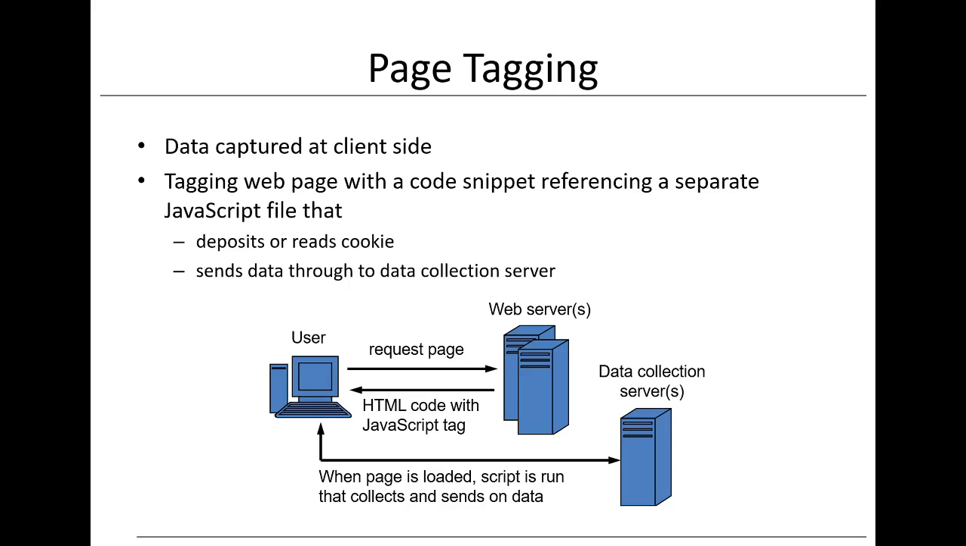As opposed to web server log analysis, page tagging is a web analytics data collection method where data is captured at the client side. The idea here is to tag every web page of your website with a code snippet referencing a separate JavaScript file that deposits or reads a cookie and then sends data about the visit to the data collection server. A very popular example of this is Google Analytics.